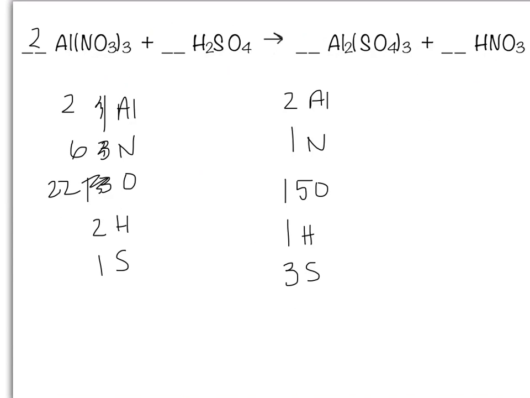Nitrogen, I have 6 and I have 1, so if I put a 6 here, hydrogen is now going to be 6, nitrogen is also 6, oxygen I have 3 times 6, which is 18, plus 3 times 4, 12, 18 and 12, that should be 30.